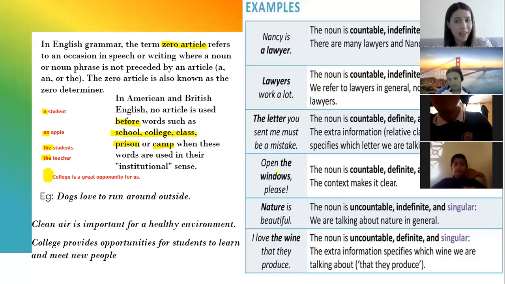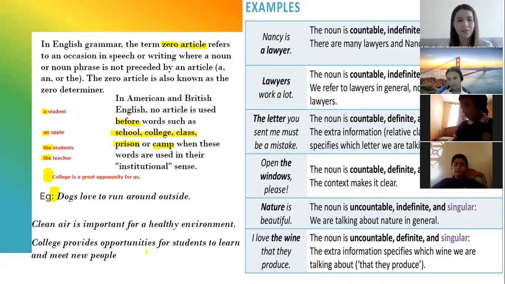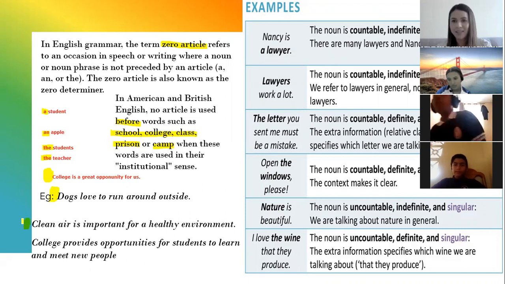Okay, you're welcome. Now here, dogs love to run around outside. We don't need to say the dogs. So in this case, do you see? The article isn't needed. Clean air is important for a healthy environment. The article is not important here. Clean air is important. El aire puro es importante para un ambiente saludable.